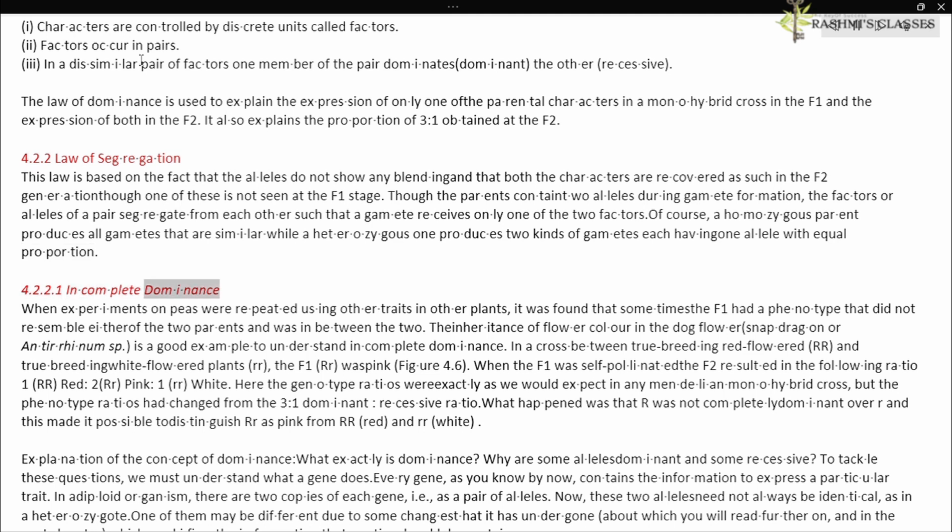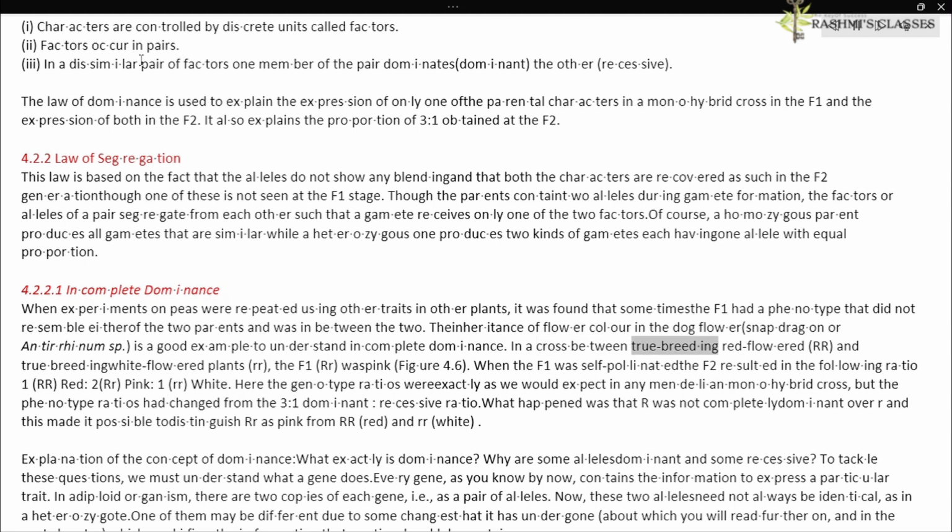4.2.2.1 Incomplete dominance. When experiments on peas were repeated using other traits in other plants, it was found that sometimes the F1 had a phenotype that did not resemble either of the two parents and was in between the two. The inheritance of flower color in the dog flower, snapdragon or Antirrhinum sp., is a good example to understand incomplete dominance.